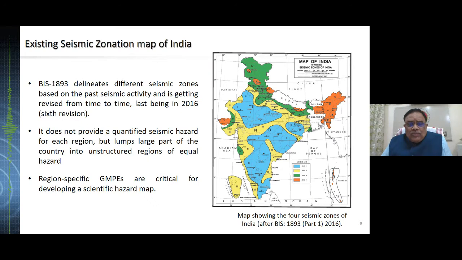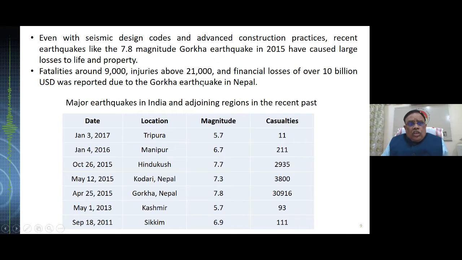Region-specific GMPEs are critical for developing a scientific hazard map. That is what we focused on in our work today. So even with seismic design codes and advanced construction practices, recent earthquakes like the 7.8 magnitude Gorkha earthquake in 2015 have caused large losses to life and property.